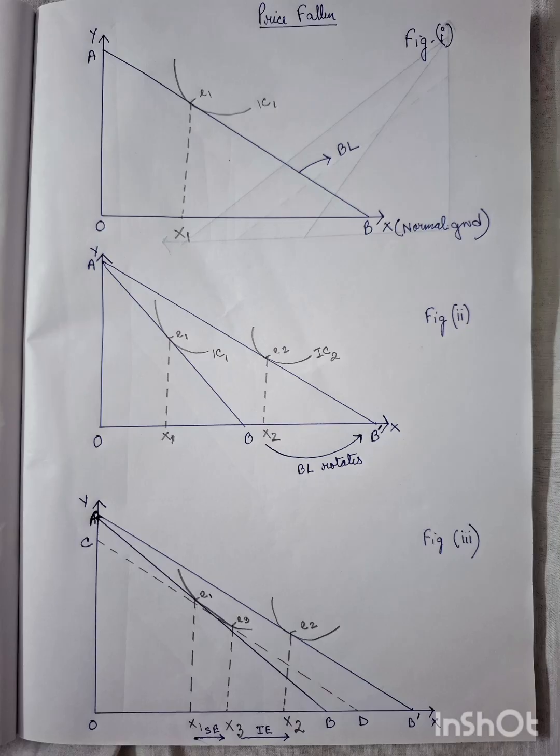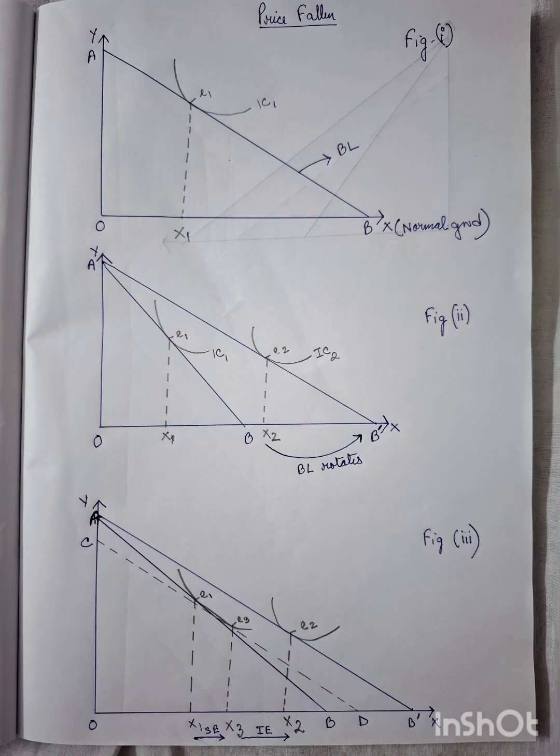As you can see in the first diagram, we have considered x and y as the two goods, and I have considered x as a normal good. A normal good is a good for which, if price falls, the consumption increases. AB is the budget line, denoted by BL, and IC1 is the first indifference curve. So right now the consumer is consuming x1 units of x.